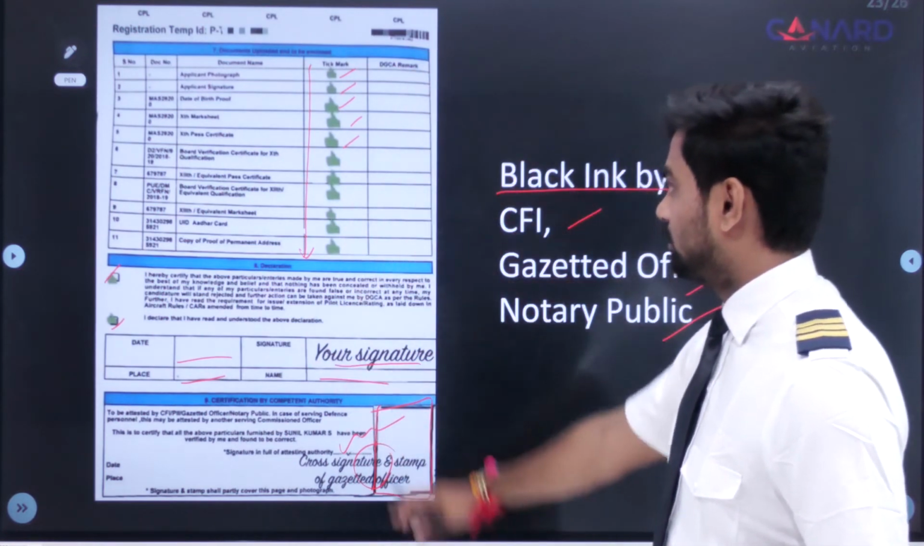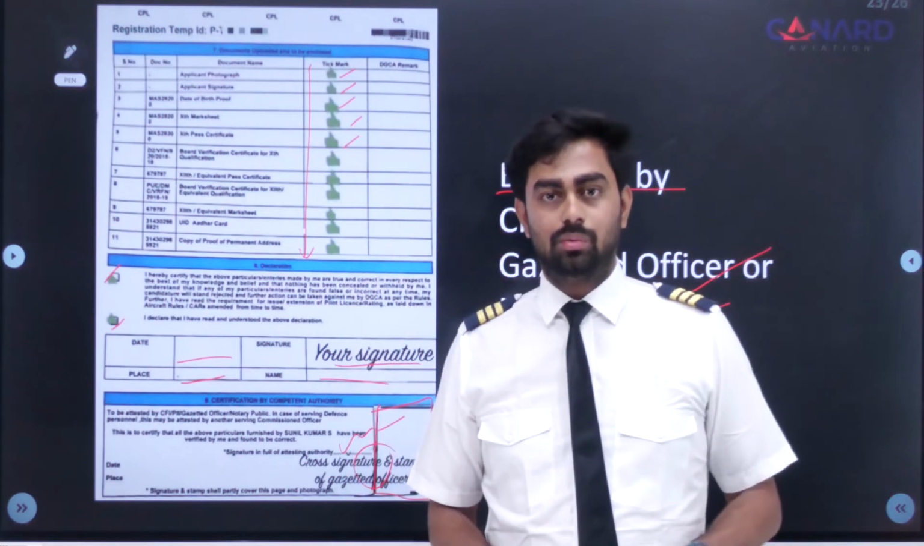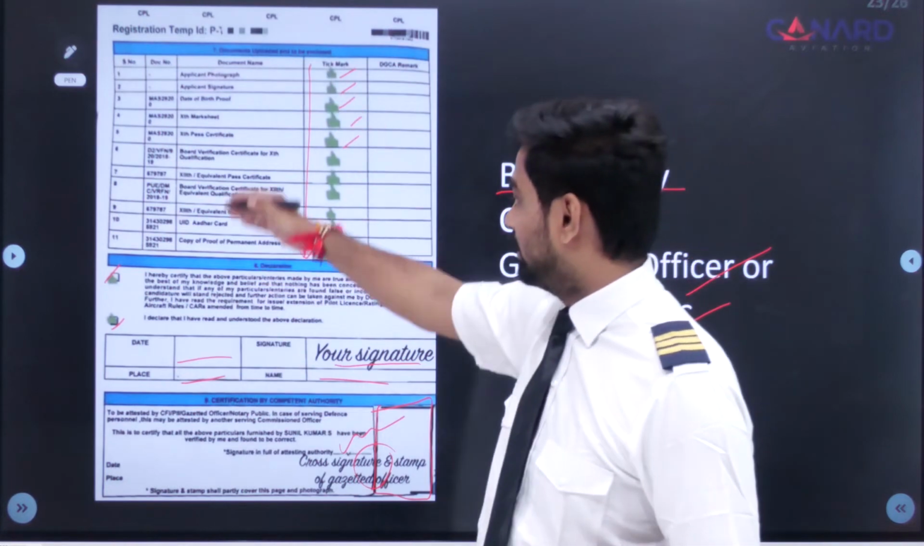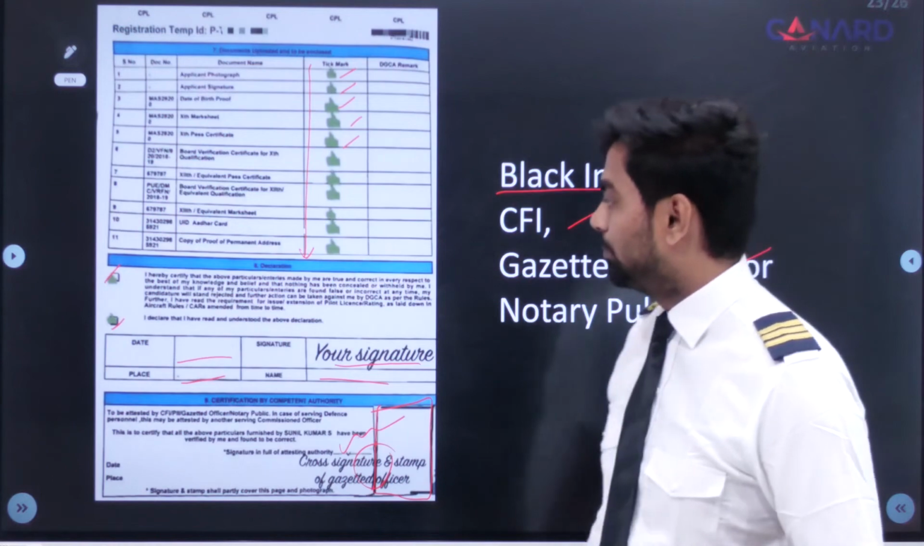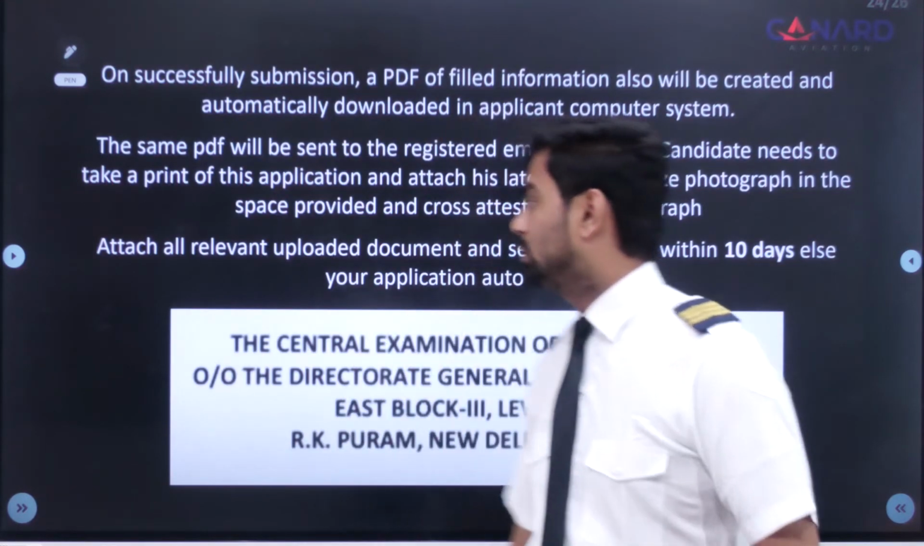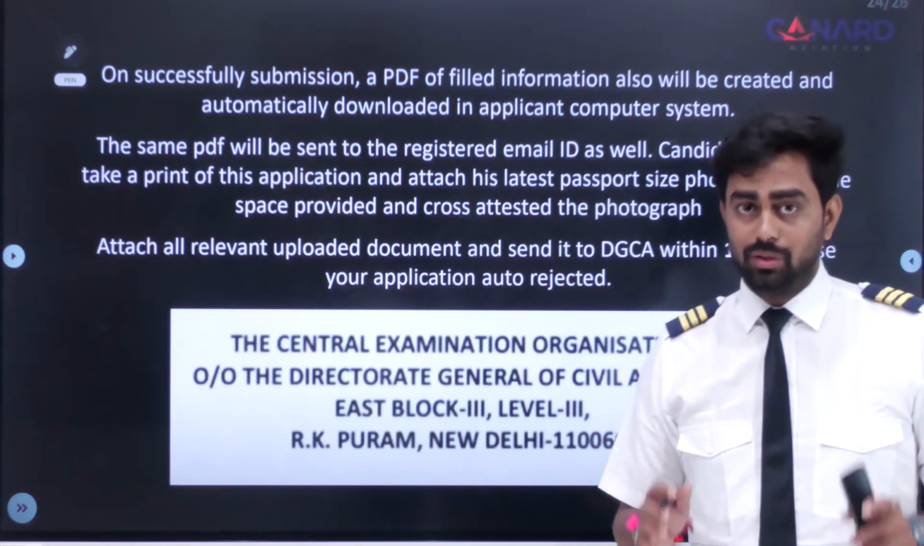So after completing all this, what you will be doing is you will be taking an envelope, adding all these documents, your entire application attested by either one of them in black ink. You will be sending it to the DGCA on this address via speed post. It should be via speed post.